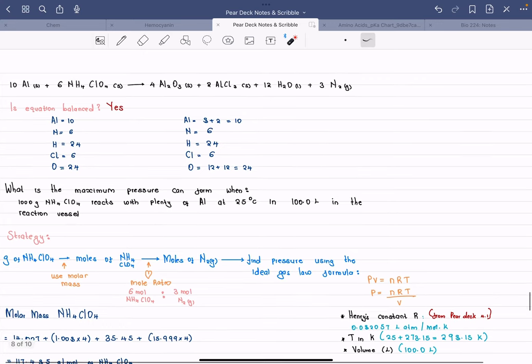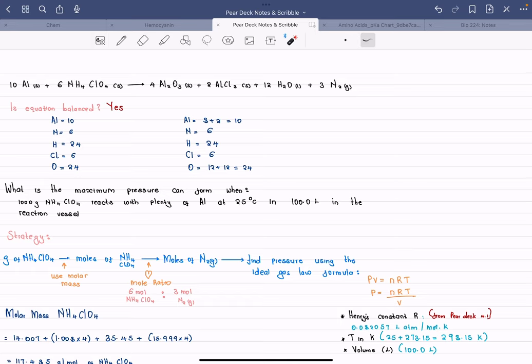So on the reactant side, we have 10 aluminiums, and then we have six nitrogens. We have 24 hydrogens, which we got by multiplying 6 times 4. And then we have 6 chlorines, and we have 24 oxygen gotten by multiplying 6 times 4. And that's our reactant side.